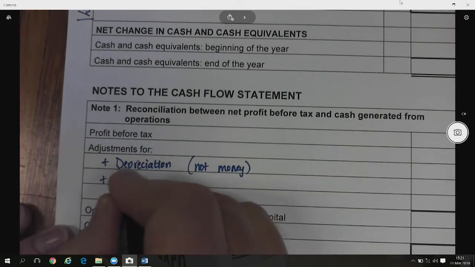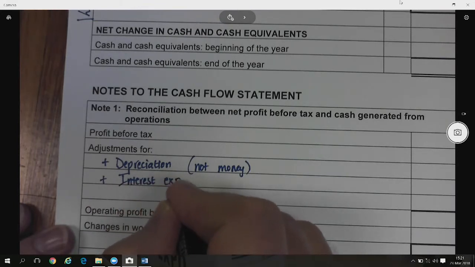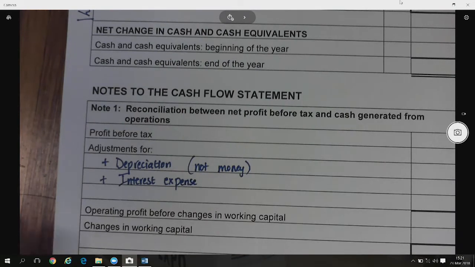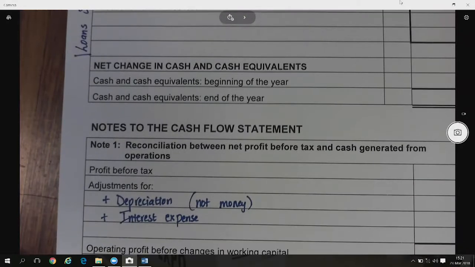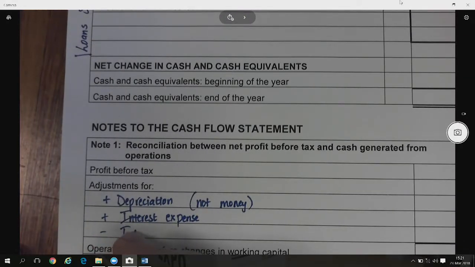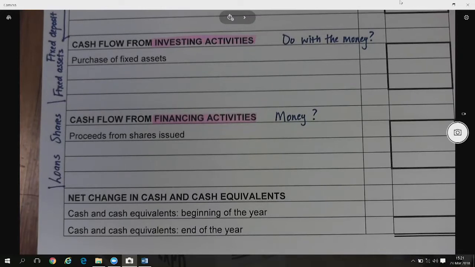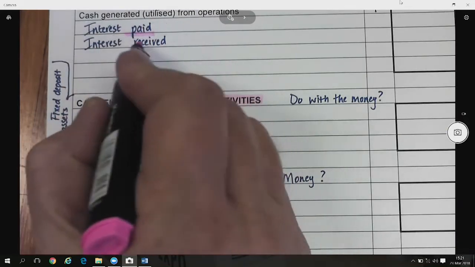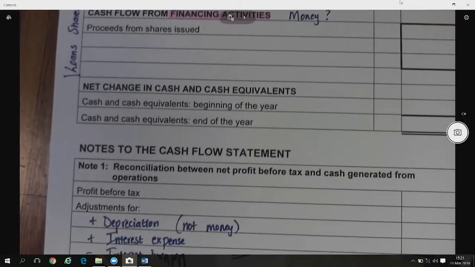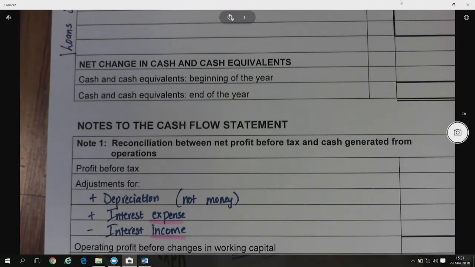Then we add interest expense, because we want to show the interest on the cash flow statement itself, but there we show paid. And then we minus interest income, so that we can show interest received on the cash flow statement again. So please, you must know that those are related. Interest paid, interest received, that is money. It is related to interest expense and interest income, that we plus and minus in note number 1.